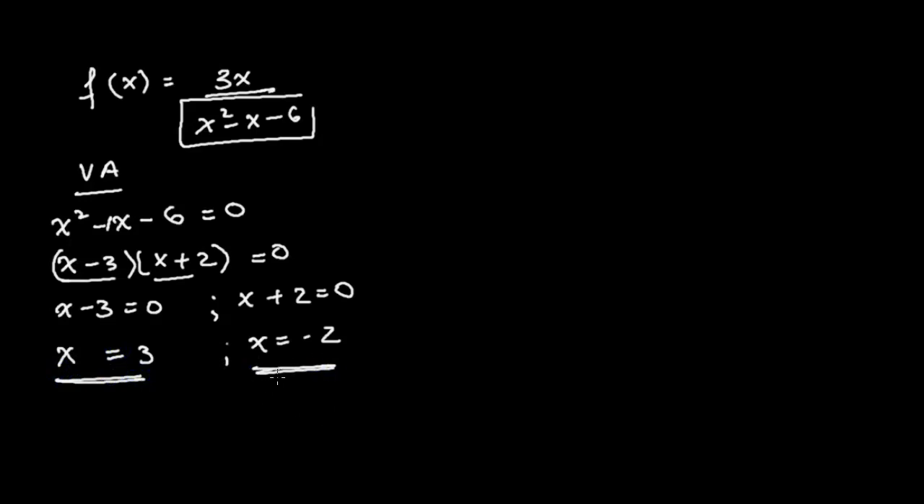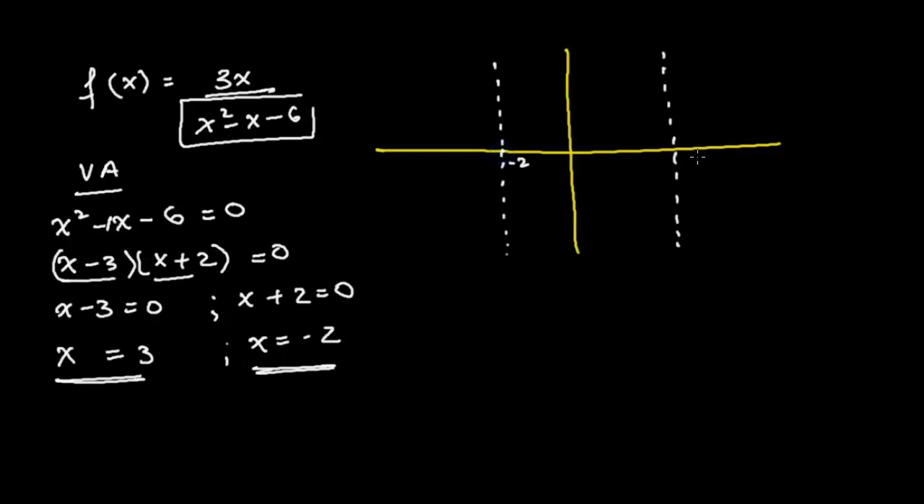To determine the end behavior near these vertical asymptotes, we need to make a table of values. What is meant by end behavior is this: if we have this grid and we plot these vertical asymptotes, x = negative 2 and x = 3, end behavior near the vertical asymptote means how the graph behaves when approaching the vertical asymptote from the left side, as well as from the right side. Since we have two vertical asymptotes, we have to find the end behavior near each of them. Let's see how we do that.